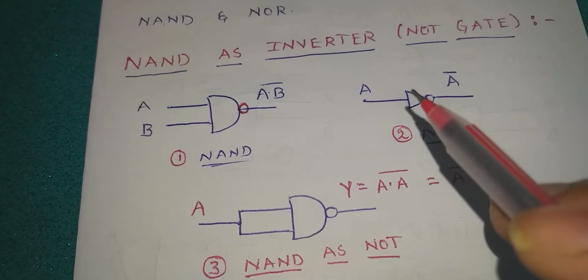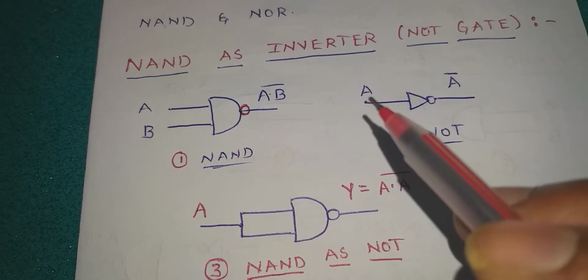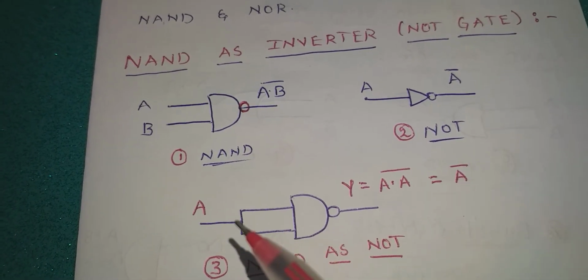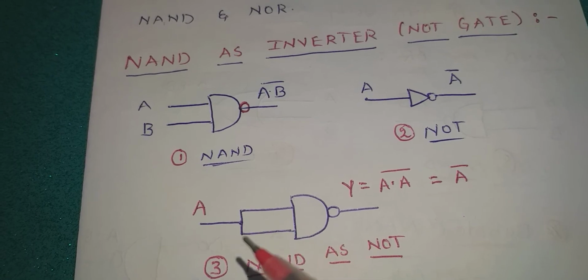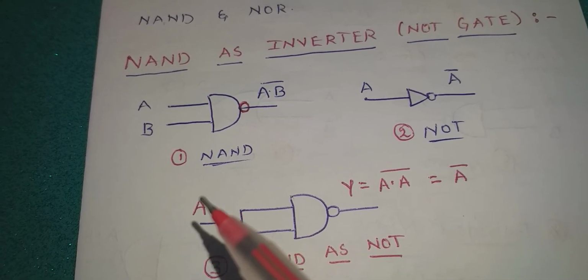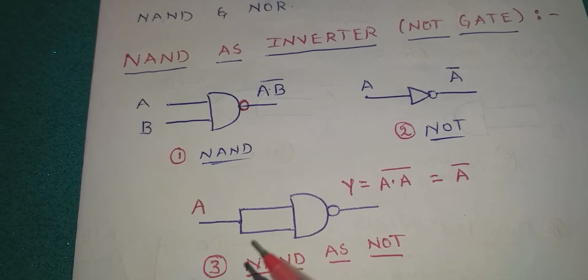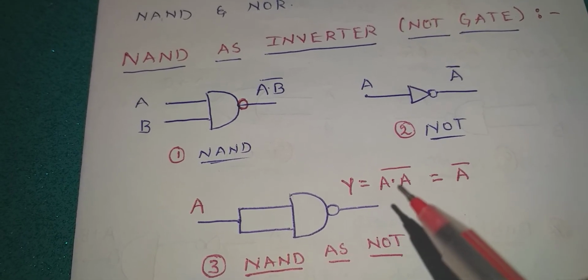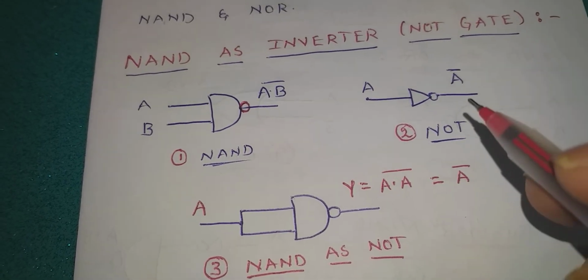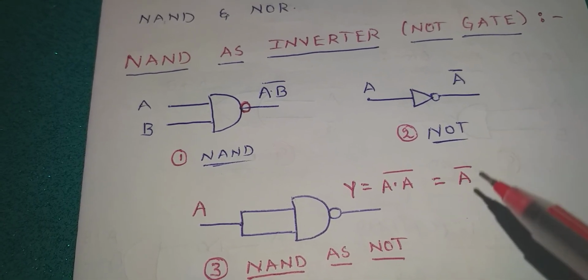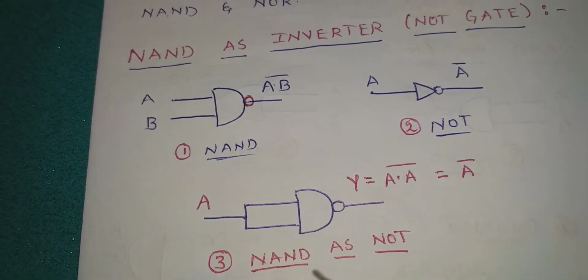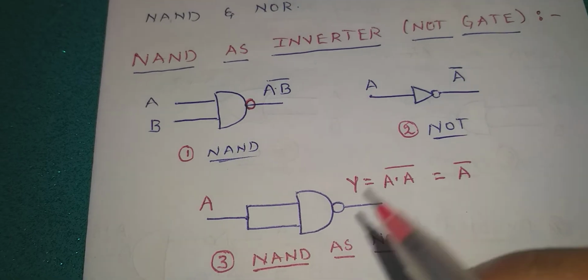Why? Because don't forget, a NOT gate consists of a single input. Therefore, we are going to tie the two inputs of the NAND gate as a common input A. Now, the output is (A into A) bar. That means A into A becomes A. Now, the two outputs are going to match. In this way, NAND acts as a NOT gate.